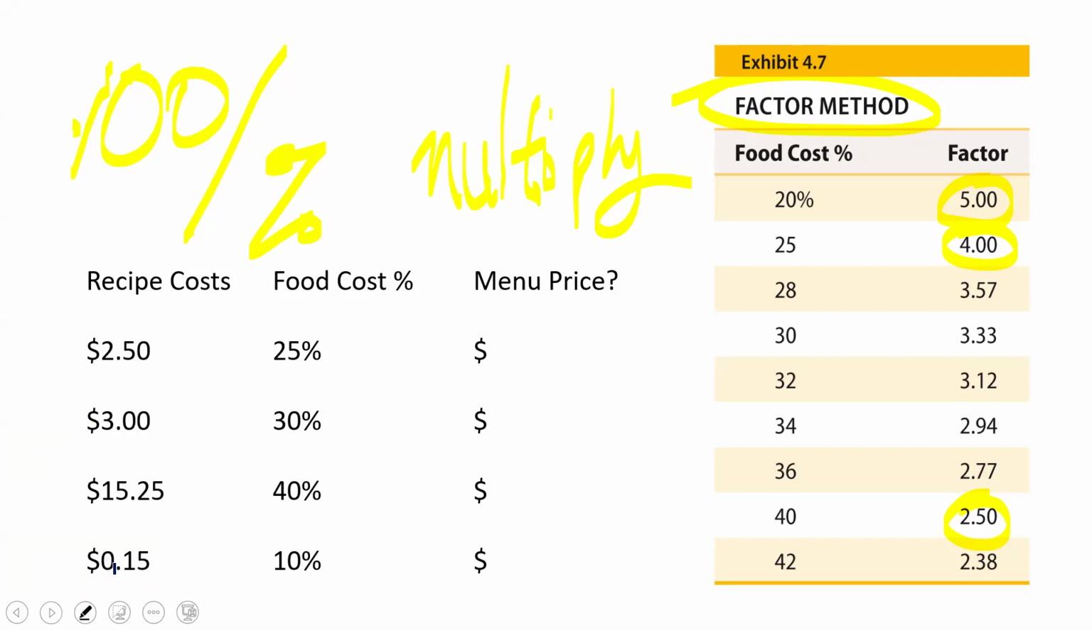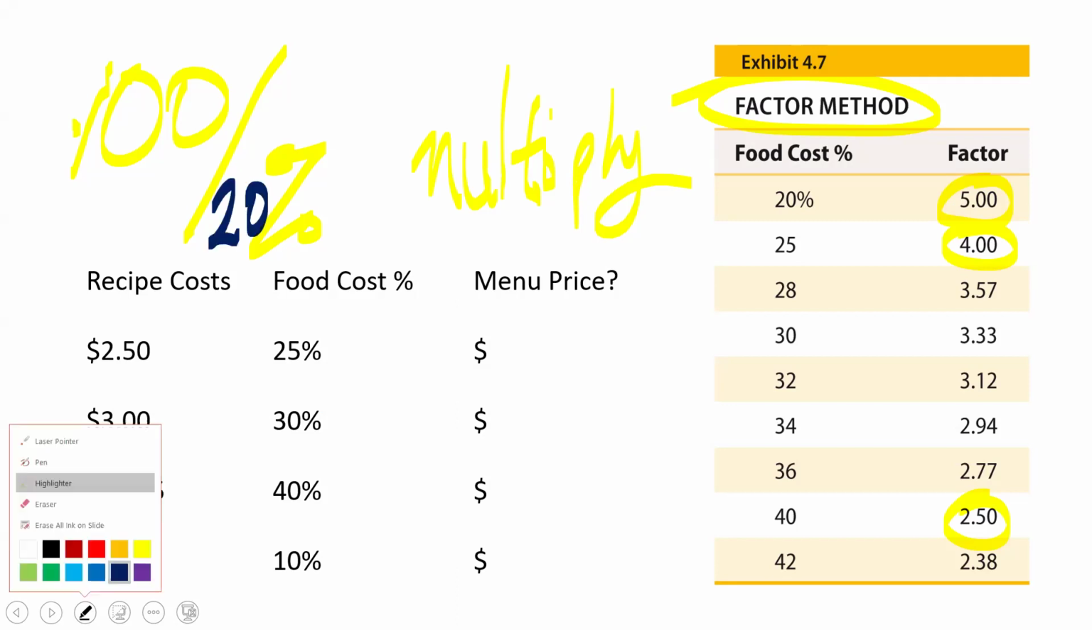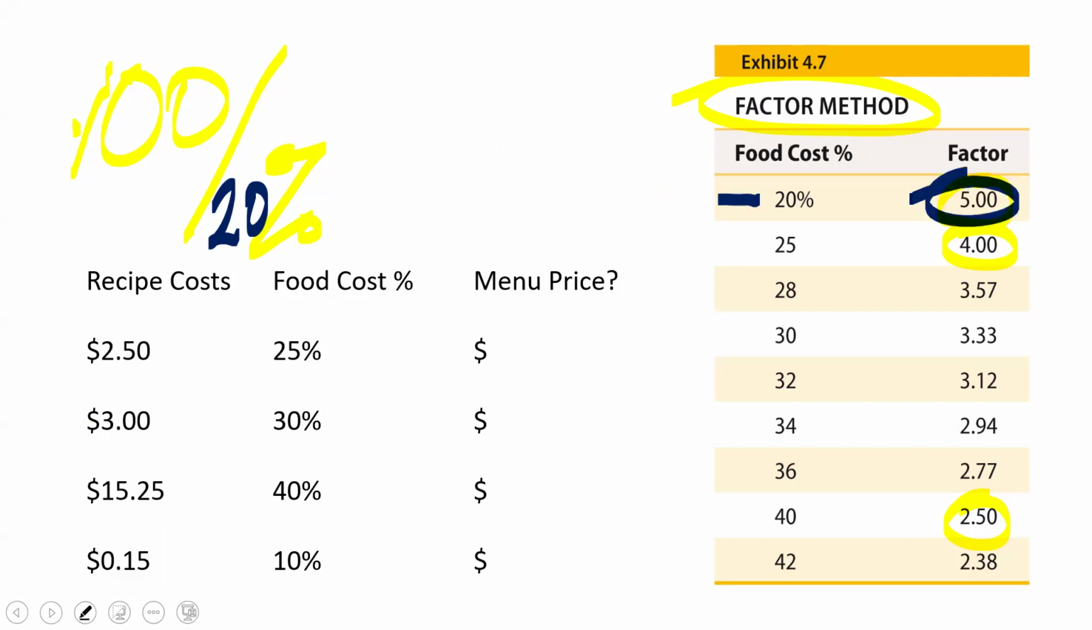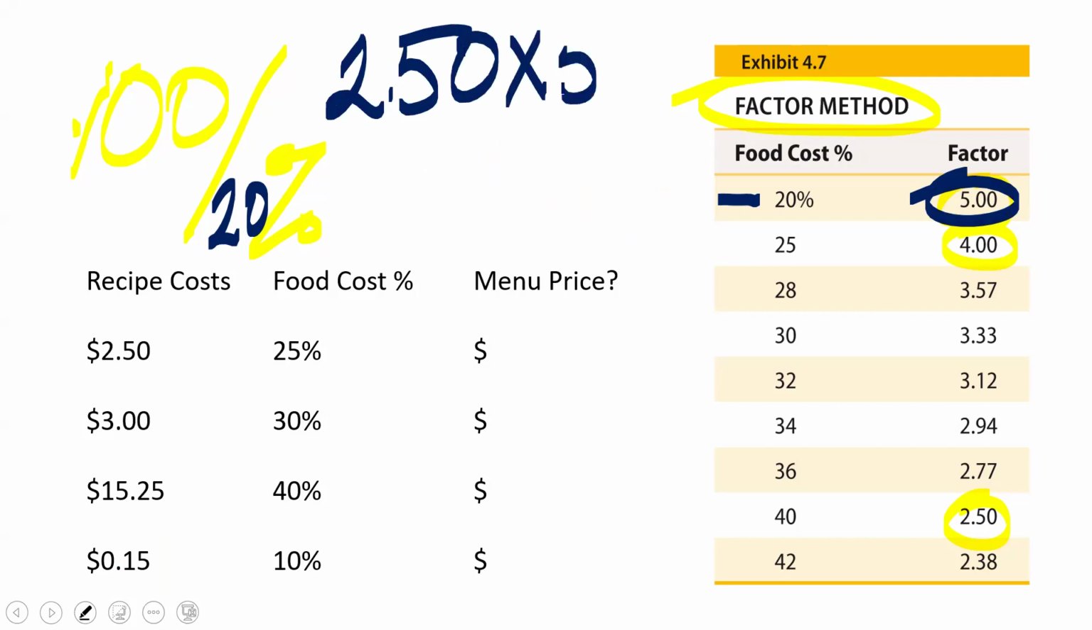Actually, let's do the example on your page first. The example on your page for number 4. We have a $2.50 food cost, and we're shooting for a target percentage of 20%. So what is 100 divided by 20? 5. Okay. You can actually look too, see right here where I circled up on the right here, 20 is a factor of 5. Okay. So if I take $2.50 and multiply by 5, what do I get?